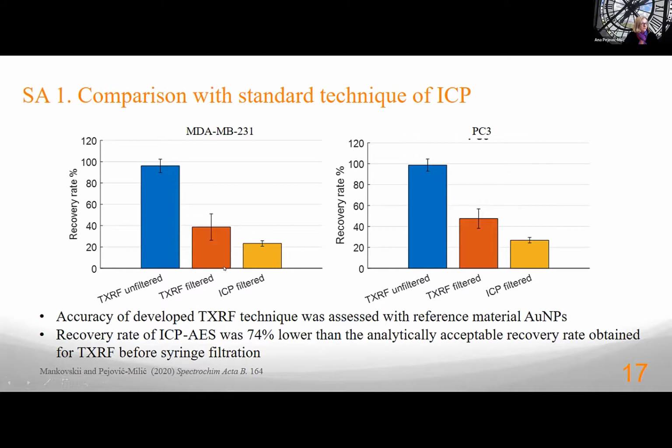And it even dropped further when we measured the same sample with ICP. So basically, the recovery rate of ICP-AES was 74% lower than the acceptable recovery rate and the one that we obtained with TXRF. And we obtained the same results in two different cancer cell lines.